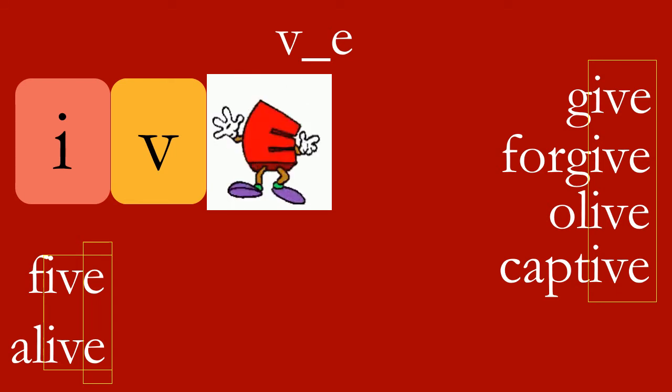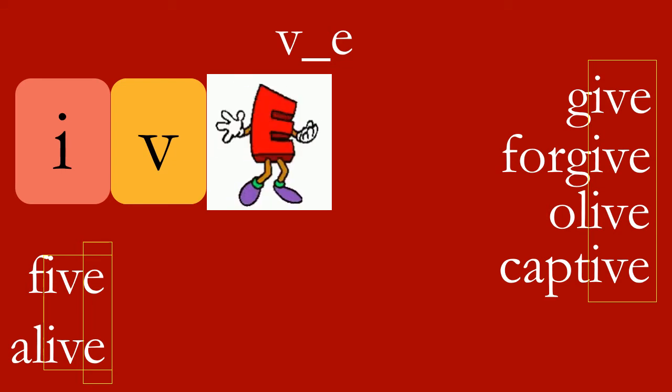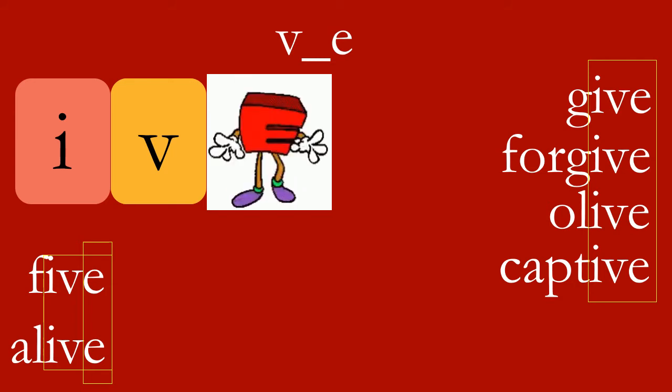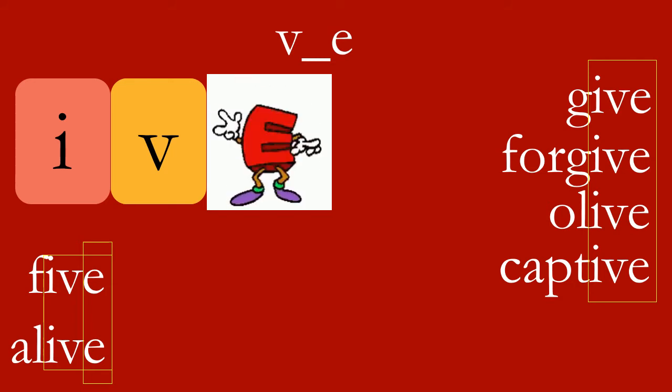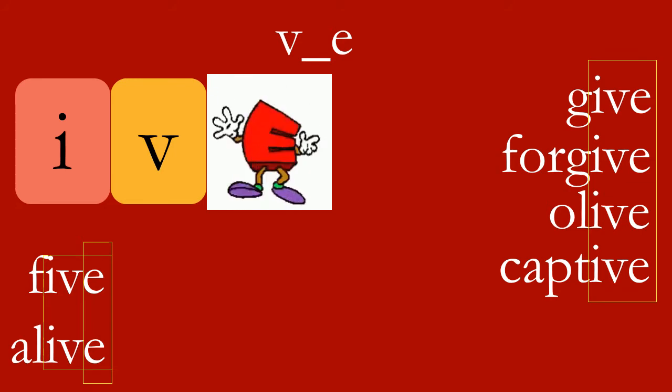So what's happening here? Well, on the right side, that magic busy E is finishing the word for us because V doesn't want to be at the end. It's finishing the word, but the I is still short. On the left side, the E is doing two things. It's finishing the word and it's making the I say its name, like five and alive. So all of this is because of that magic E doing its stuff. Okay, so the E is really busy, but the V is really stubborn.